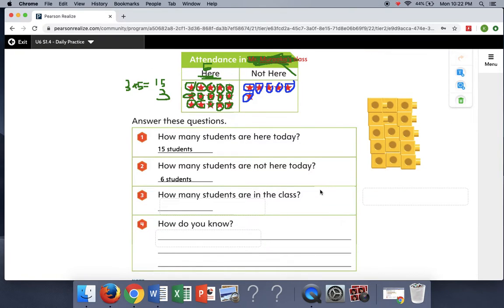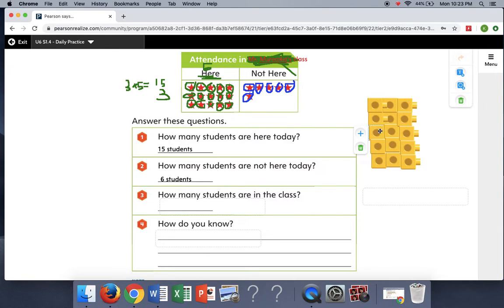How many students are in the class? Well, you know that 15 students are here. 6 students are not here. So you are trying to figure out how many students are in the class all together. Well, you can use different strategies like tallies, counting, base 10 charts. I'm going to use blocks as my way to solve this question. So I already made 15 blocks.